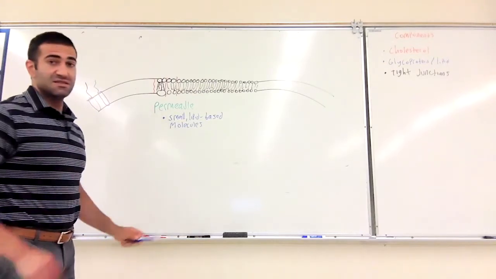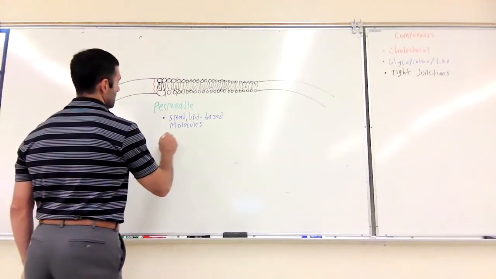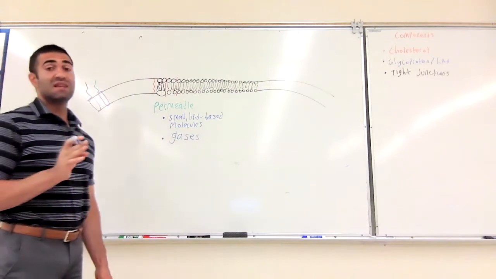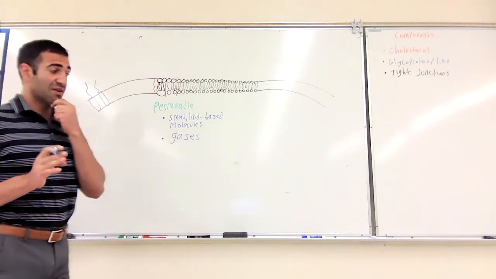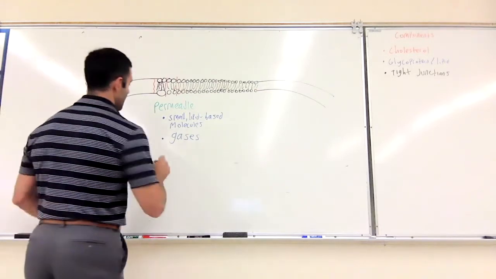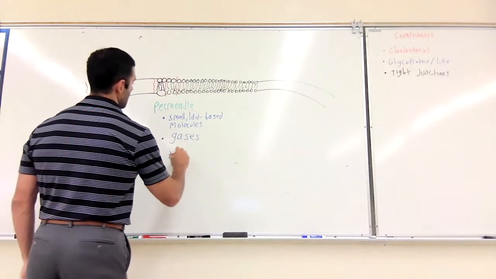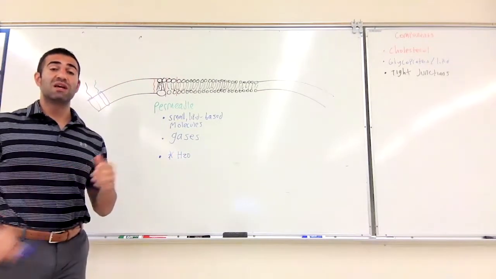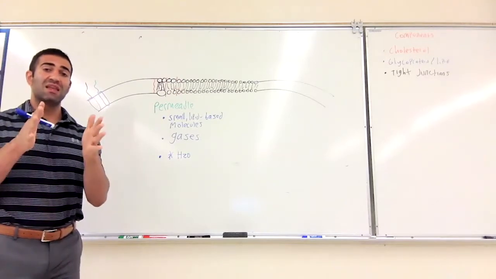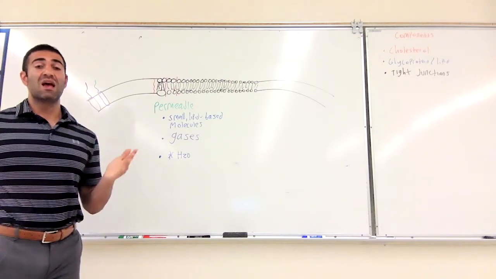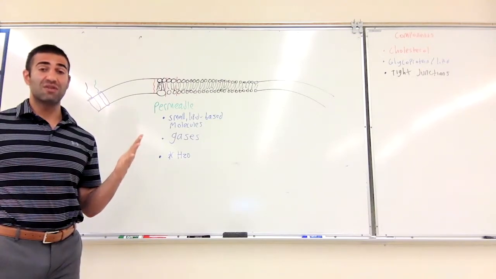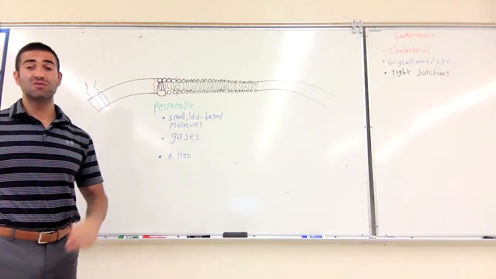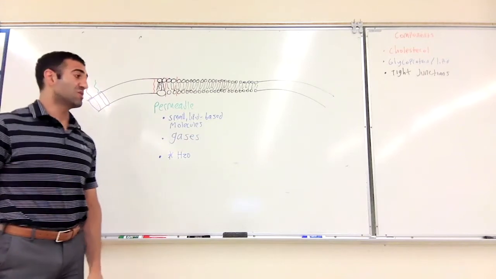Other things are gases. Gases can freely pass through the cell membrane. Oxygen, carbon dioxide, for example. They can freely pass through the cell membrane. And last of all, and I put an asterisk by it, last of all is water. But that's only because it can move through water channels, which are always open. Channels are integral proteins that provide a tunnel. Aquaporins are a type of water channel that's always open, never closes. As we'll talk about, some channels open, some channels close. But aquaporins, water channels, are always open.